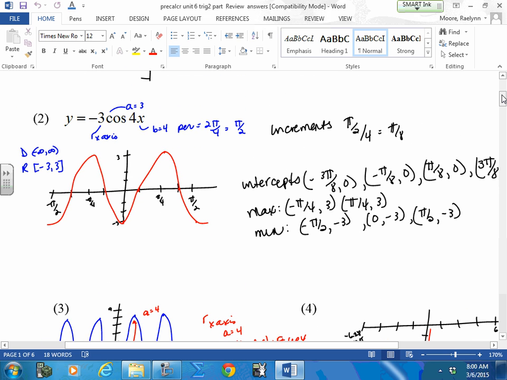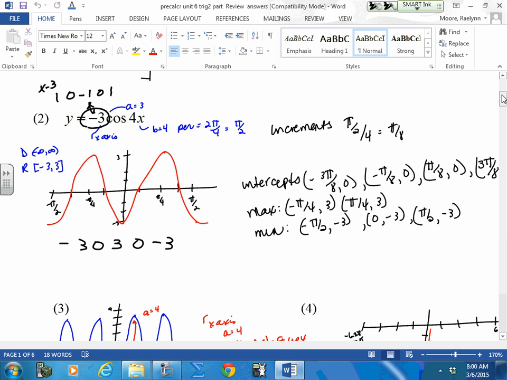Okay, your cosine curve. Your cosine is the opposite. At the 1, at the 0, at the -1, the 0, the 1. My negative gives me a reflection in the x-axis. My 3 gives me a vertical stretch. Multiply these guys by -3. That gives you this pattern. -3, 0, 3, 0, -3. That's the pattern I'm going to follow.